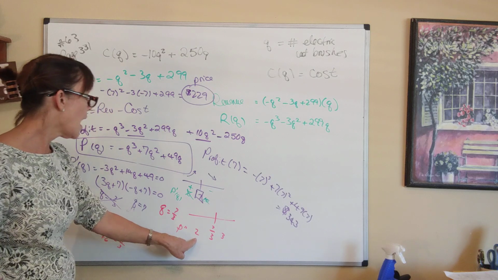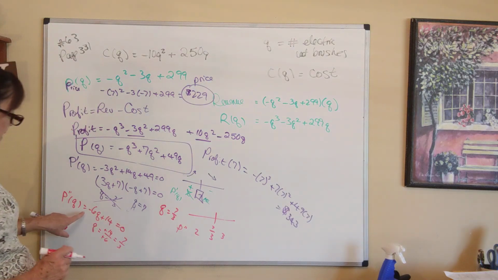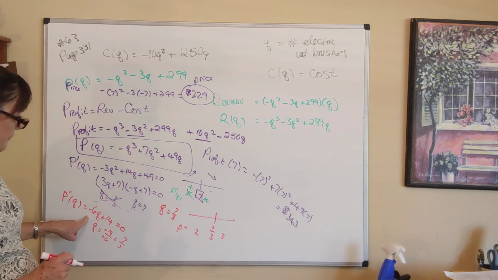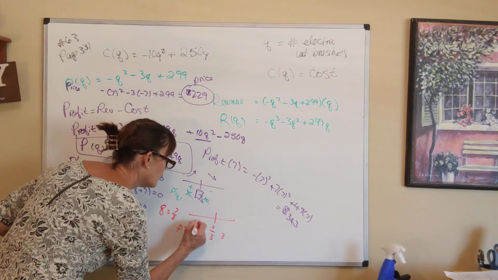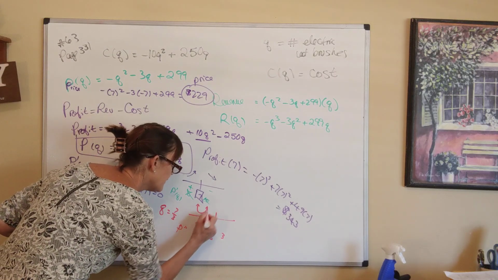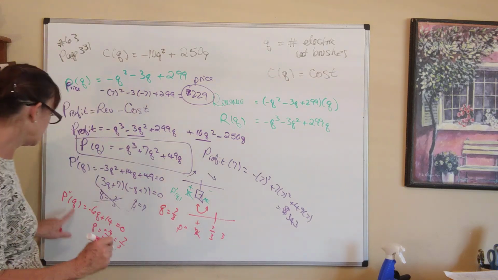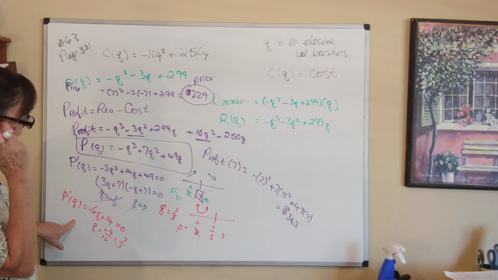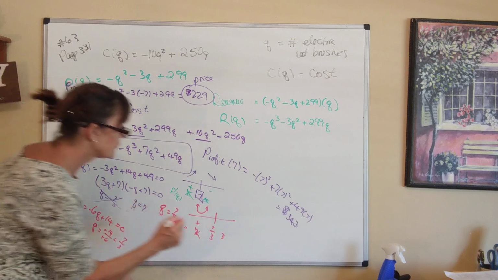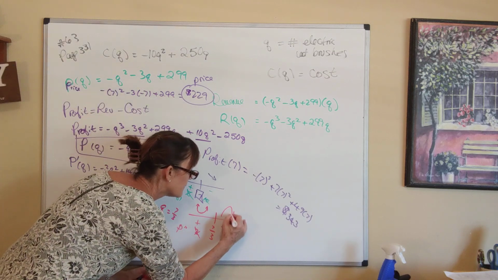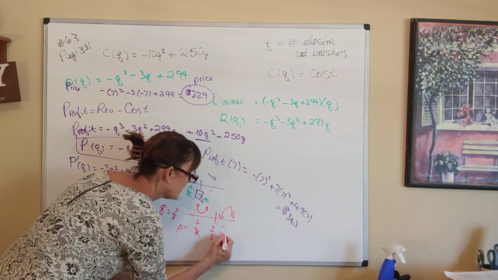I would put 2 into my second derivative, which would give me a positive, which would tell me that my function is concave up right there. I could put 3 into my second derivative and get negative 18 plus 14, which would give me a negative, and it tells me that my function is concave down.